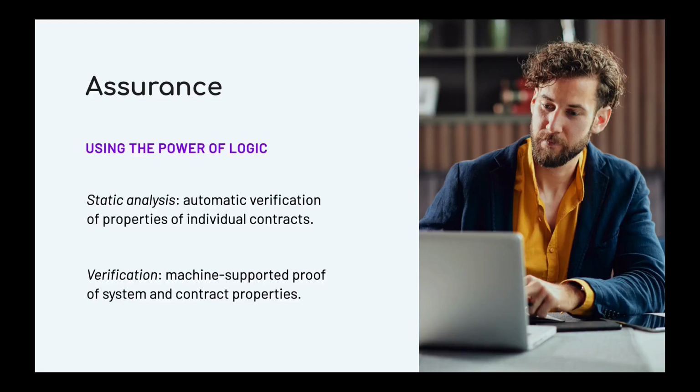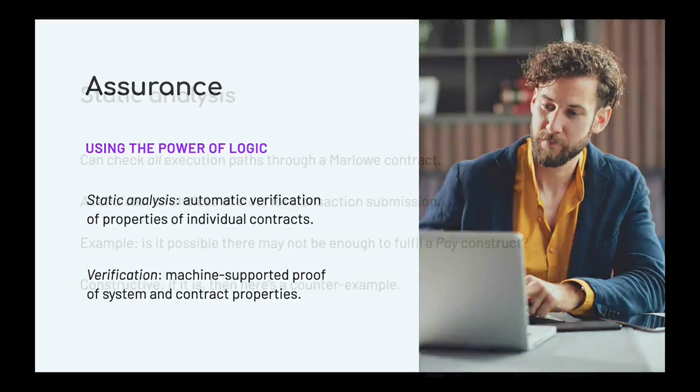But rather more formally, we can use the power of logic to do two things for us. We can do what's called static analysis, so we can automatically verify properties of individual contracts. So that means we can guarantee this contract will behave as it should, checking every route through the contract. And also we can do machine-supported proof, so not automatic any longer, written by a user, but we can prove properties of the overall system. And let's talk about those two now.